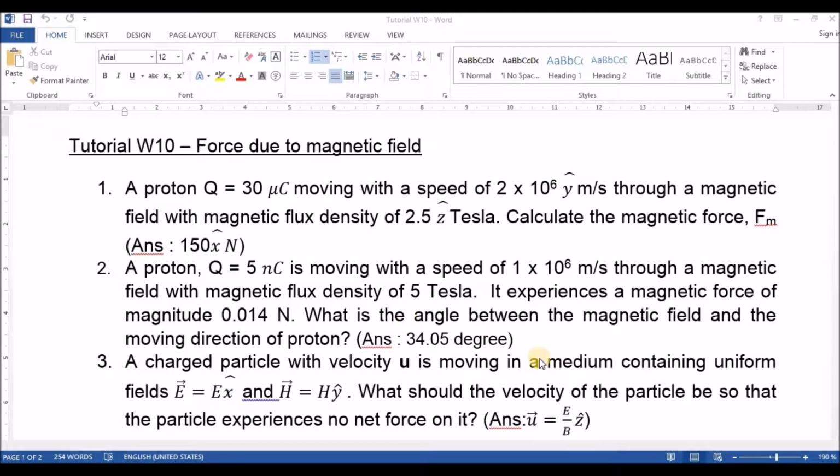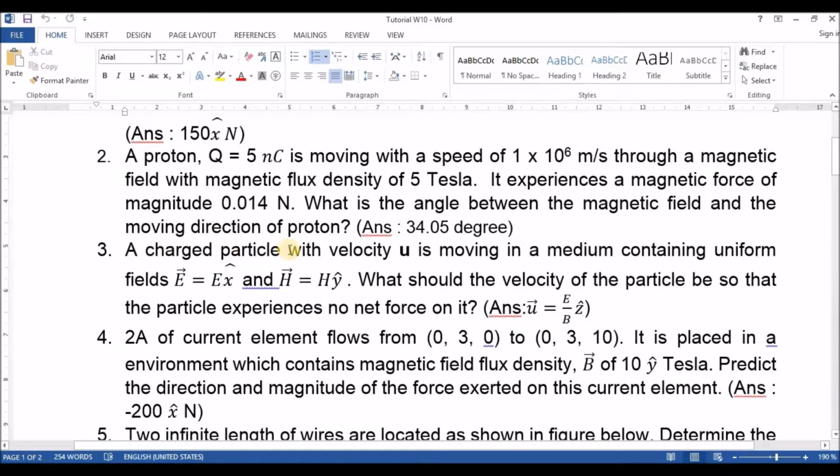Let's move on to the third question. A charged particle with velocity u is moving in a medium containing a uniform electric field and also a magnetic field. So now imagine you have a charged particle, you have a charge. Don't care whether it is a positive or negative charge, it is moving with velocity u in a medium that has a magnetic field and also an electric field. The question asks you, what should the velocity of the particle be so that this particle experiences no net force? So the total force is 0.